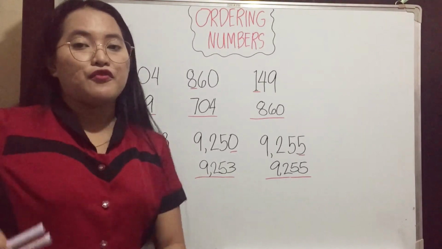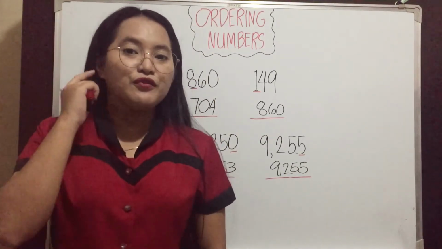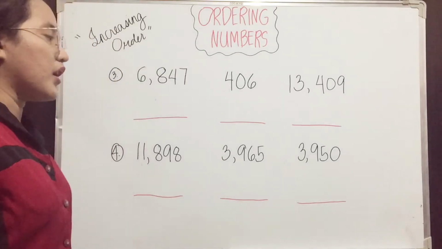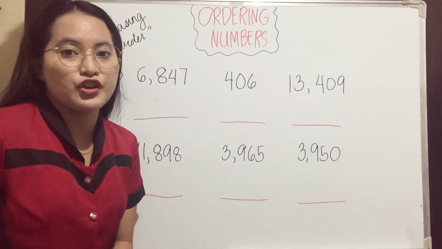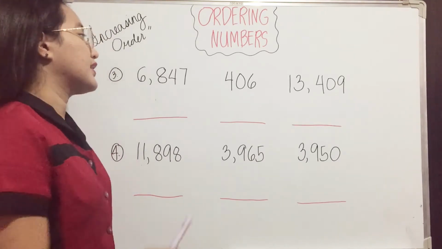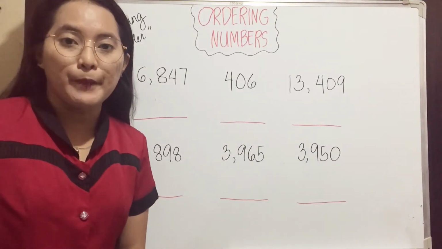Means, again, from smallest to highest. Let's try another example for you to practice. Let us now try to answer the first one. What are we going to do first? Very good. We have to first check the place value of the first number.